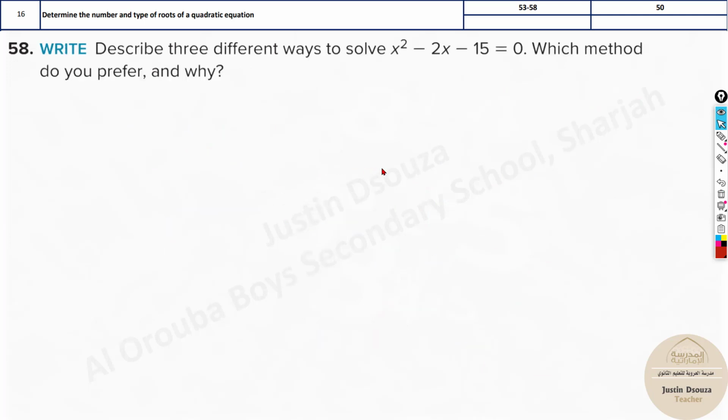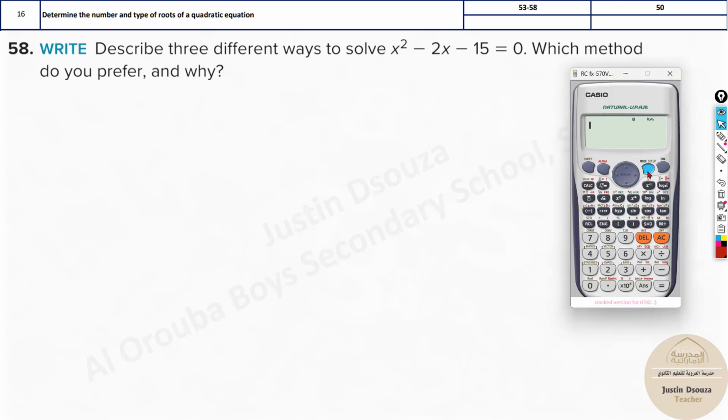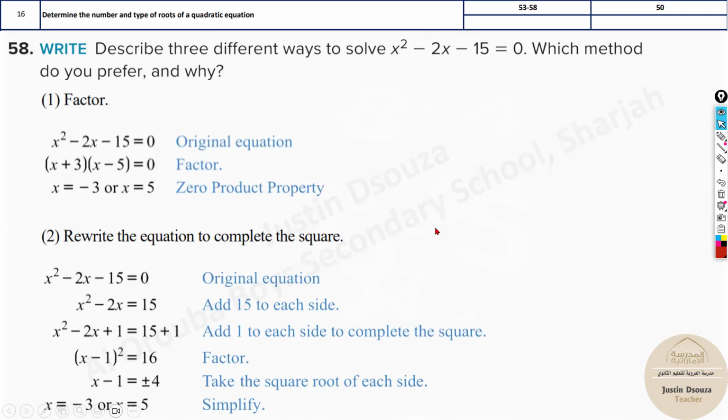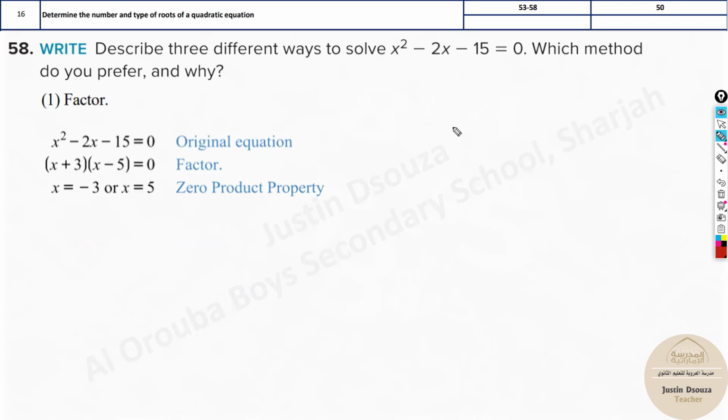And here it describes three different ways to solve this. Okay, solve this such that you have to find the zeros. How do you solve it? One way is the calculator method, and another is the factors method. Let's use a calculator and check. Here you just press mod 5 and 3, then substitute 1, minus 2 and minus 15. The answer is 5 and minus 3. That's the answer. Now when you factor it out, we got x is equal to minus 3, x is equal to plus 5.